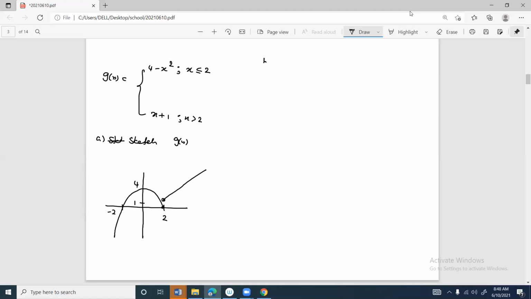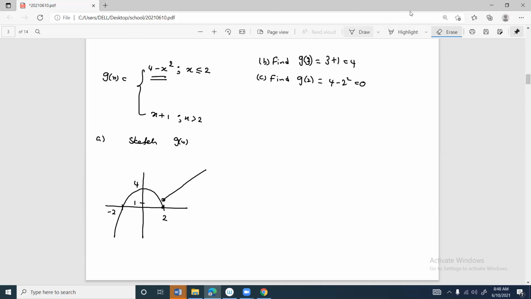Then part B, find g(3). g(3) is satisfied by the second function. 3 plus 1 equals 4. Okay, then part C, find g(2). g(2) is explained by which function? It's from here. It is 4 minus 2 squared, which equals 0. It's not explained by the second function, so you can't get it there. You have to get it from the first function itself. That's a way of getting this.